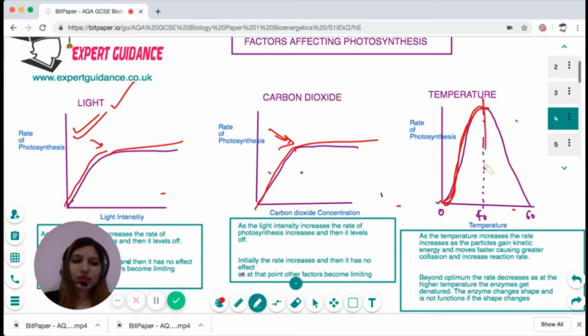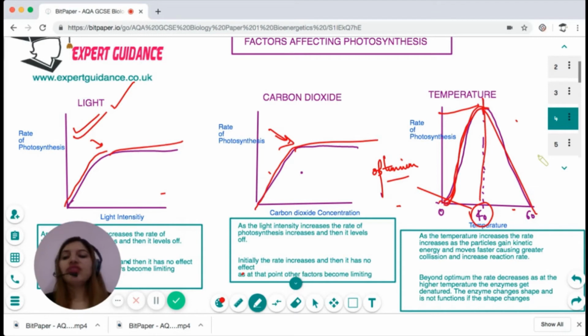Now, as it reaches 40 degrees, there we get the maximum rate of photosynthesis, and this point where we get the maximum rate is known as the optimum temperature. Now, as it reaches the optimum temperature, it suddenly drops beyond that. Why is that? Because a temperature greater than 40 degrees is not good for the enzymes. You need to remember at this point, you have to use this word: the enzyme gets denatured.